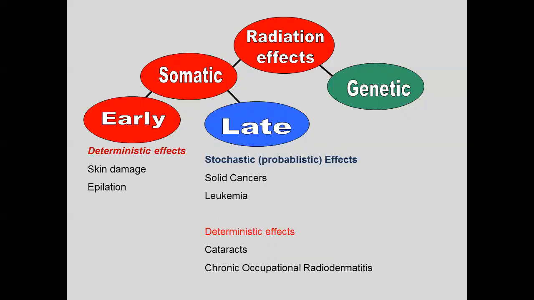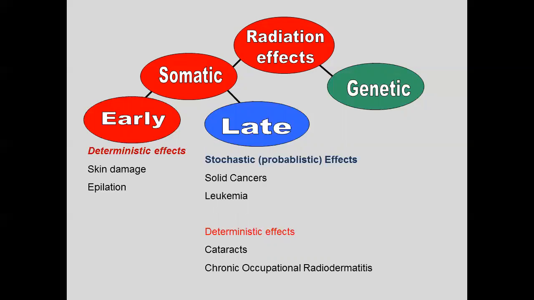Early effects tend to be deterministic. The severity of the effect is affected by how much radiation you get. Late effects tend to be stochastic, which means your chance of getting the effect increases with your dose. The severity of the effect doesn't change, okay?